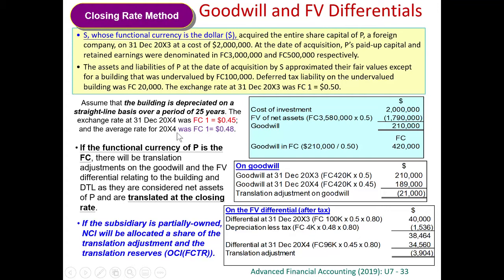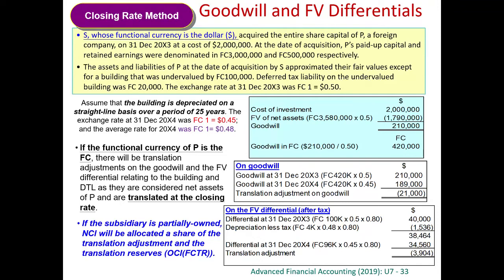How we translate depends on what the functional currency of that foreign operation is. In this page, we assume that the functional currency of this foreign operation is FC. If FC is the functional currency, goodwill, fair value adjustments, and the book value of the net assets should be recorded in the functional currency, and therefore FC. So goodwill is actually not $210,000, because goodwill should be recorded in FC. So goodwill should be calculated as 420,000 FC.